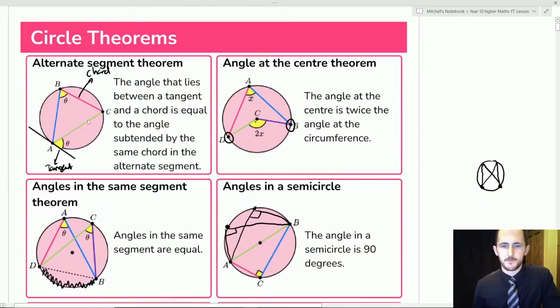if you look here, this is the alternate segment theorem. So the angle that lies between a tangent and a chord. Honestly, ignore the wording. The wording's horrific in my opinion. But when we have a tangent and a chord, the angle made by the chord and the angle made by the tangent are the same. Right? So can you see these guys are opposite each other? They're the same. These two angles would also be the same. Okay?